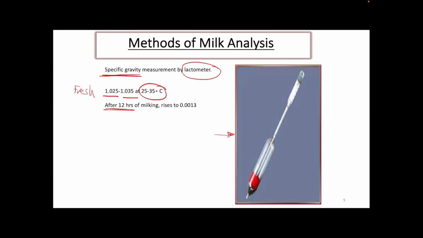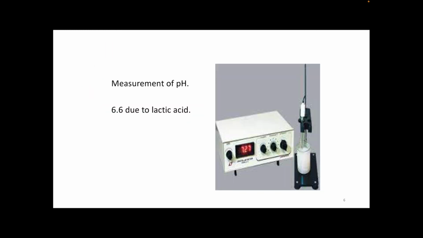After 12 hours of milking, the specific gravity changes to 0.0013. Okay, of course you are not requested to memorize the numbers, you just need to know that the specific gravity is measured by a lactometer.